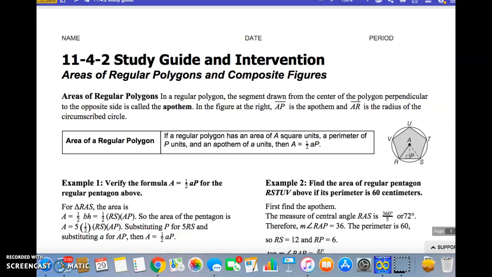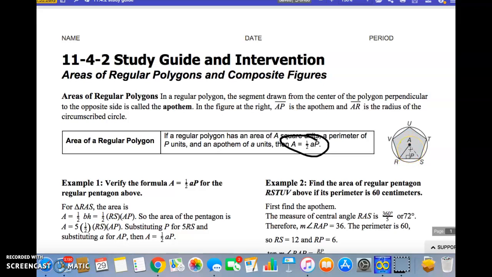The big thing here is if you're going to find the area of a regular polygon, there is a special formula which we can use, which is right here. The area equals 1/2 the apothem times the perimeter. Just to go over the basic parts, the apothem is the distance from the center of the polygon to the midpoint of a side. So in this pentagon here, it's segment AP.